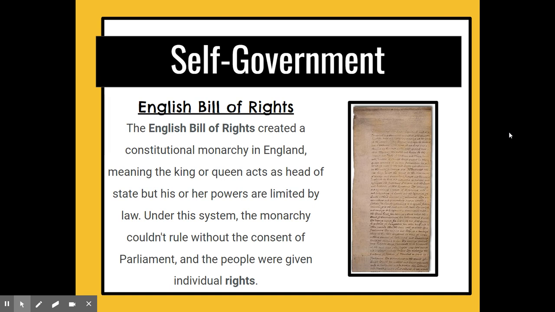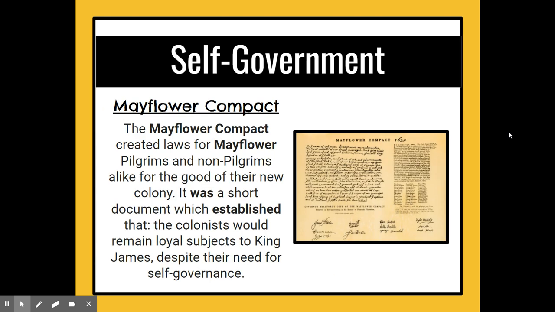The Mayflower Compact was created when the pilgrims and non-pilgrims alike came to the new colony. It was a short document that established the colonists would remain loyal subjects to King James despite their need for self-government. So again, we see that even though the colonists are across the entire ocean from the king, they are still signing into agreement that they are going to remain loyal to their king as well as create a government for themselves.